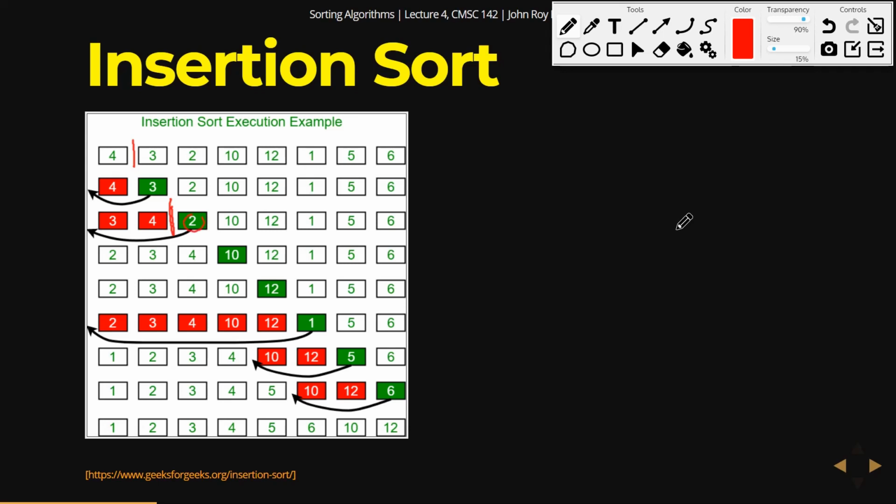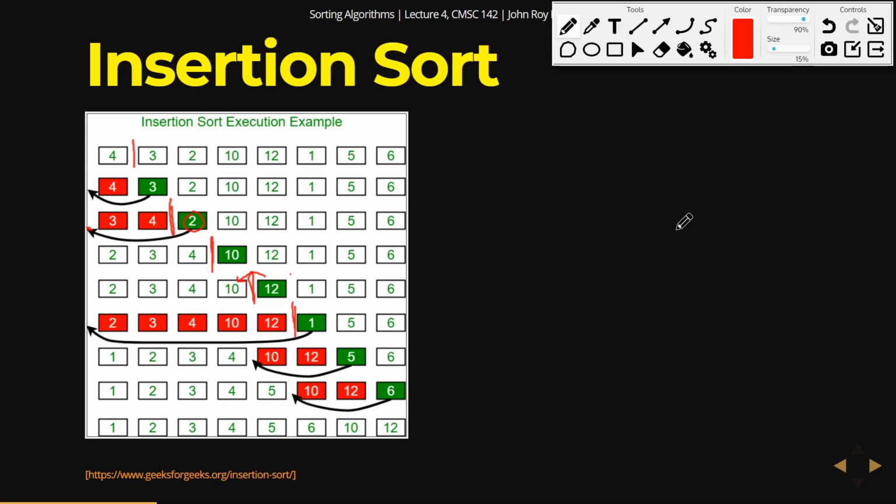Then the next one is 2. Okay, so for 2, where should we insert it? Should we insert it after 4? It's less than, so we could keep going. So is it less than 3? Yes, so we could keep going, and then we'll insert it here. So we insert it here, and then this part is already sorted. Okay, now for 10, when we compare it with 4, it's already greater than 4, so we don't need to swap anymore. So this part is already sorted. 2, 3, 4, 10. Now next, 12 is the same. So when we compare it with 10, it's already greater than 10, so we know that we don't need to insert it into the correct position. It's already sorted at this point here.